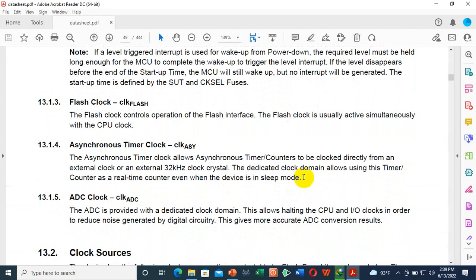The dedicated clock domain allows using this timer counter as a real-time counter even when the device is in sleep mode. Suppose you have put the device in sleep mode, the device is sleeping, but it can also operate asynchronously. ADC clock. The ADC is provided with a dedicated clock domain. This allows halting the CPU and I/O clocks in order to reduce noise generated by digital circuitry. This gives more accurate ADC conversion results.